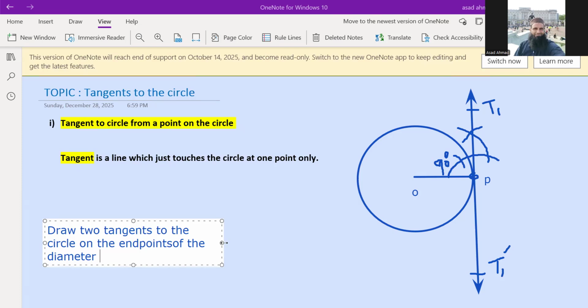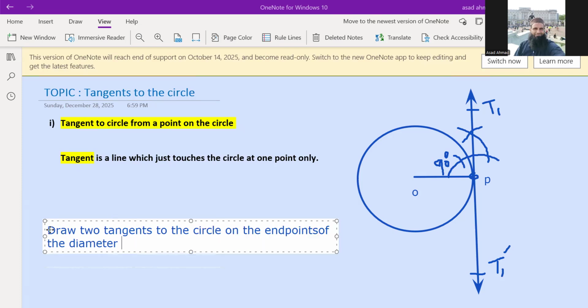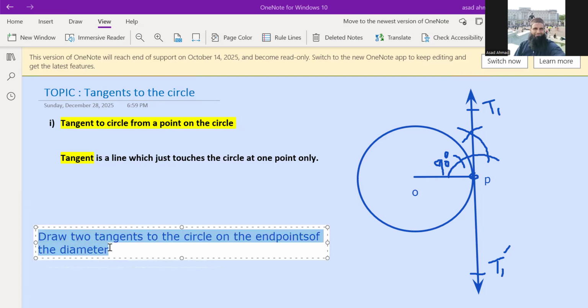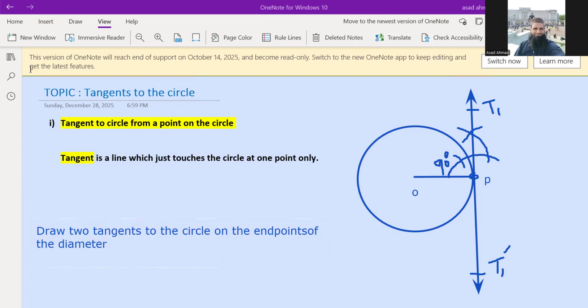This will be done like this, let me explain. Actually, it is a question within the exercise. They ask to draw two tangents to the circle at the end points of the diameter. For that purpose, you just need to make the same thing as we have just done. You will just make the complete diameter, and let's suppose you will label it as AOP.